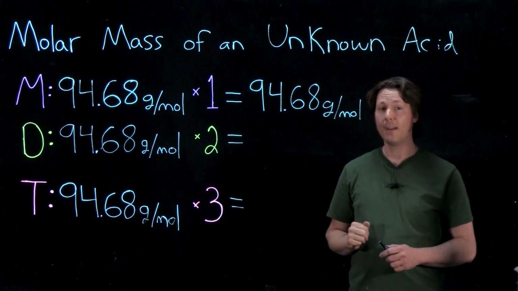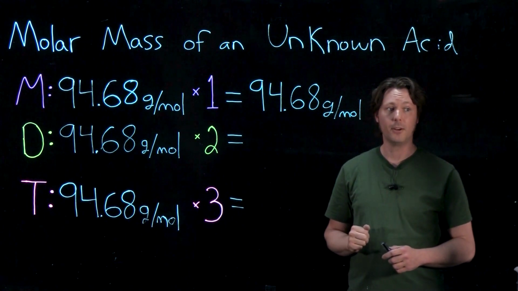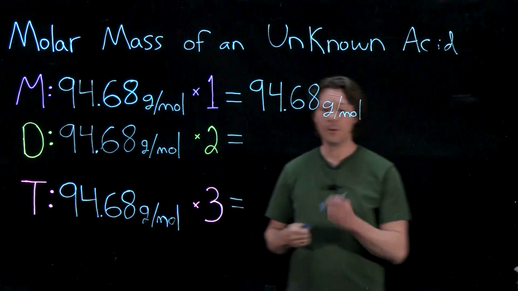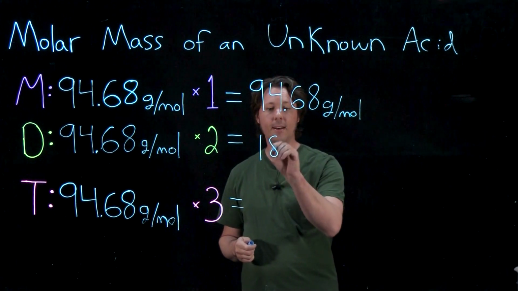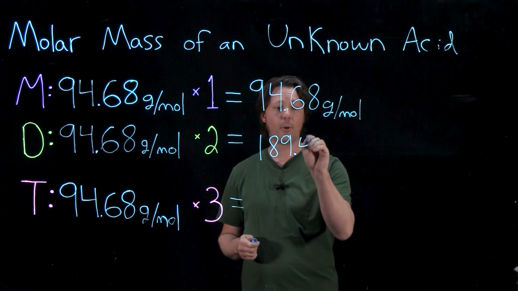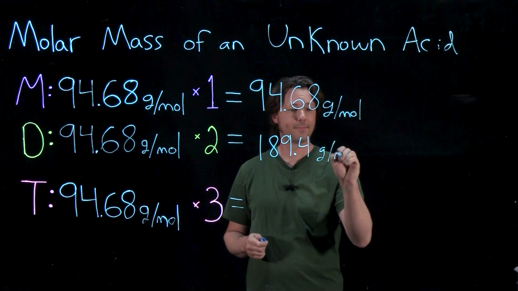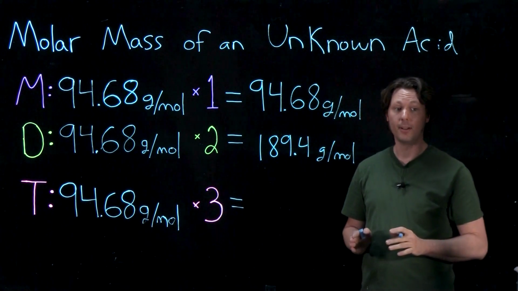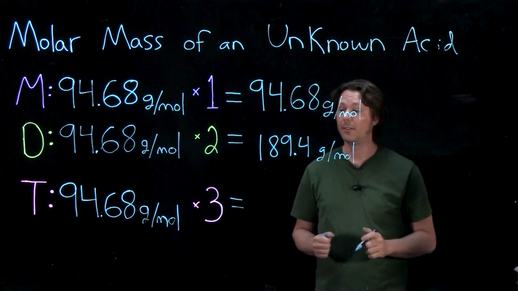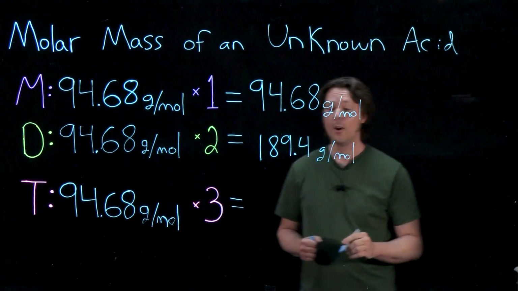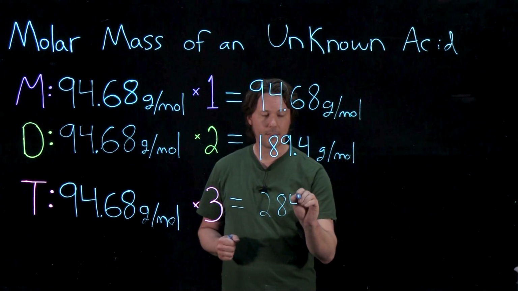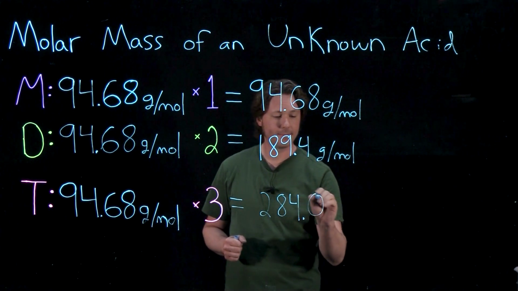If, however, it were diprotic with 2 protons per acid molecule, its molar mass would be 94.68 grams per mole times 2, or 189.4 grams per mole. And if it were triprotic with 3 protons, its molar mass would be 94.68 grams per mole times 3, or 284.0 grams per mole.